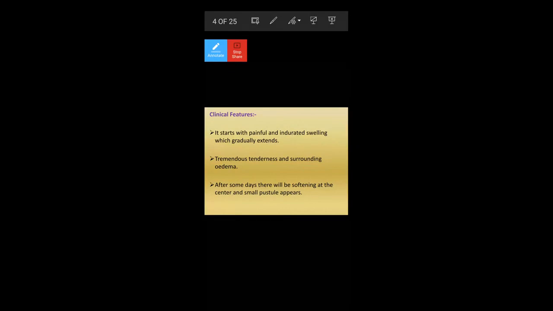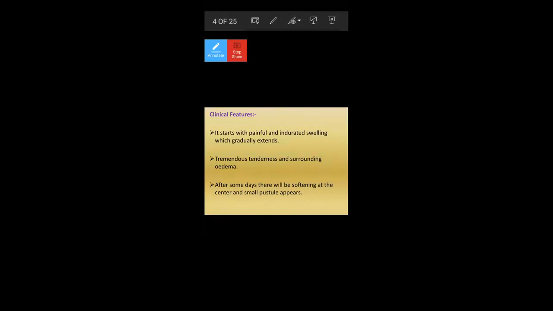The area increases. The boil is not very big. The boil is always a smaller structure, less than 3 centimeters, but it increases in size slowly. It increases in size by involving the surrounding cells and tissues.